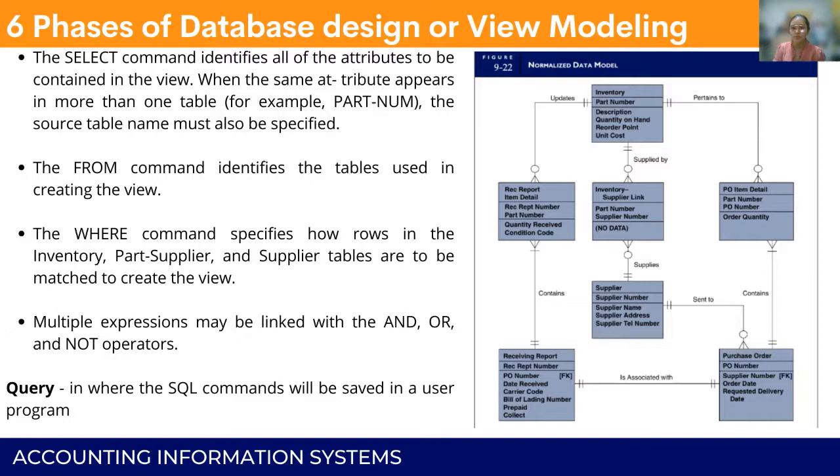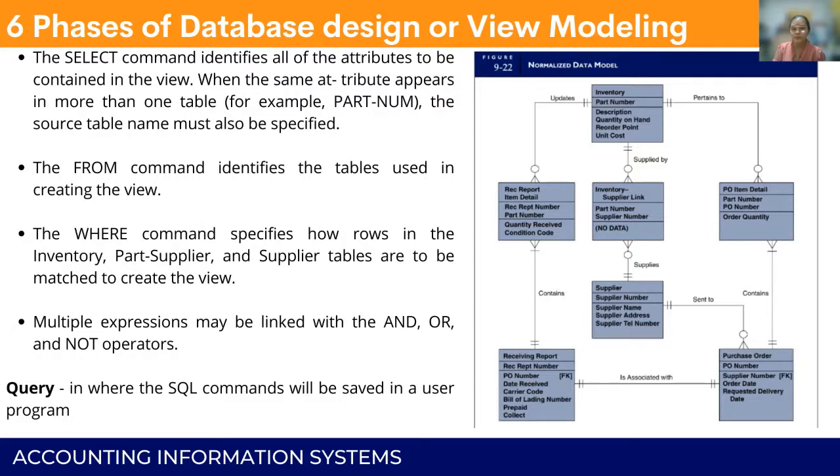When the same attribute appears in more than one table, for example the part number, the source table name must also be specified. The from command identifies the tables used in creating the view, and the where command specifies how rows in the inventory, part supplier, and supplier tables are to be matched to create the view. In this case, the three tables are algebraically joined on the primary keys, part number and supplier number. And multiple expressions may be linked with the AND or NOT operators.